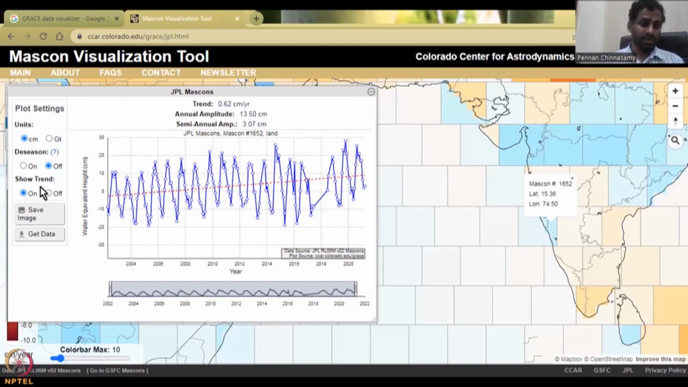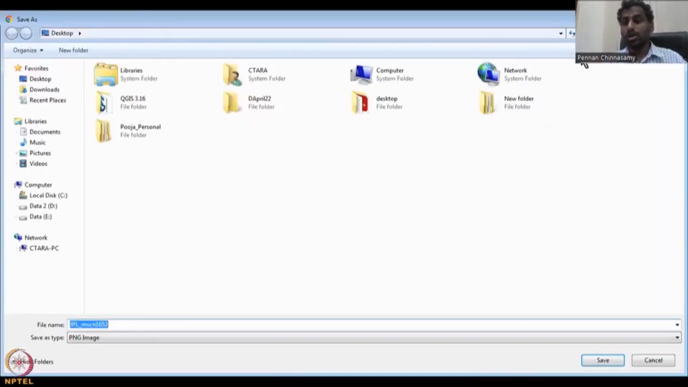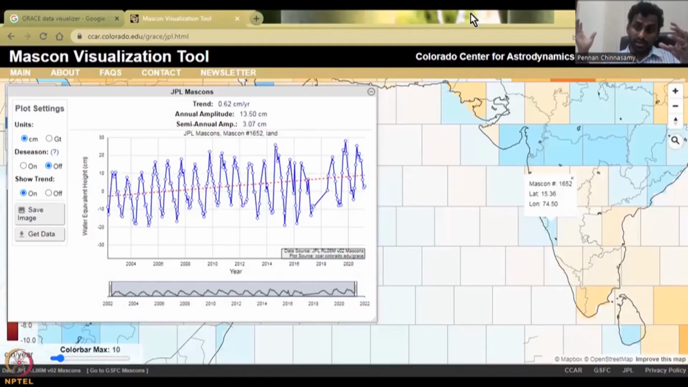You can also save the data as an image. You can take this as an image for your studies, or you can get the data as a CSV file and then we can change it. As I said, you could easily get the data and then subtract the soil moisture to get groundwater.